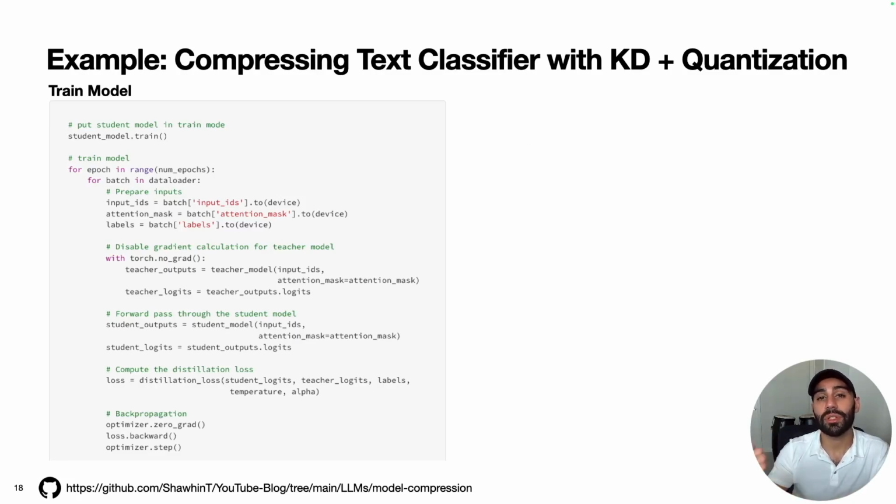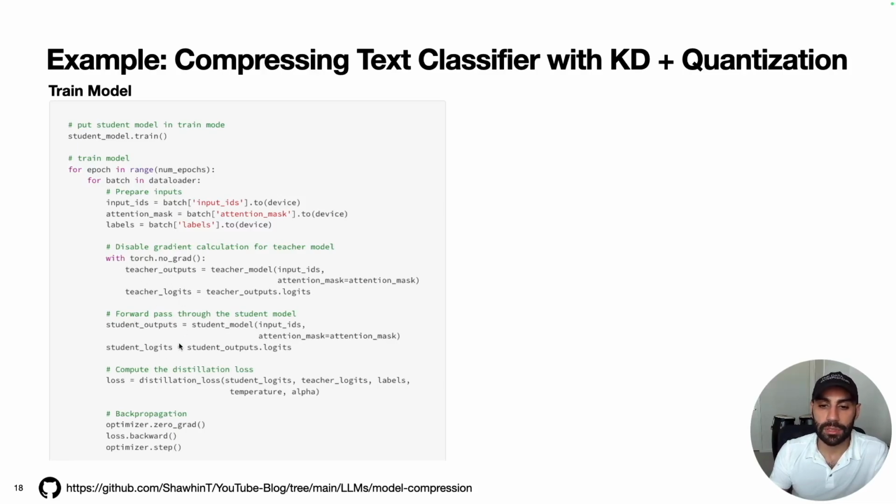So we put the student model into train mode and then train it. We have two for loops here. So we have one for the epochs, one for the batches. And it's a similar thing as to what we saw in the evaluation function. So we'll load each batch onto the GPU. We'll compute the outputs of the teacher model. And then since we're not training the teacher model, there's no need to calculate gradients. So we can avoid that using this syntax here.